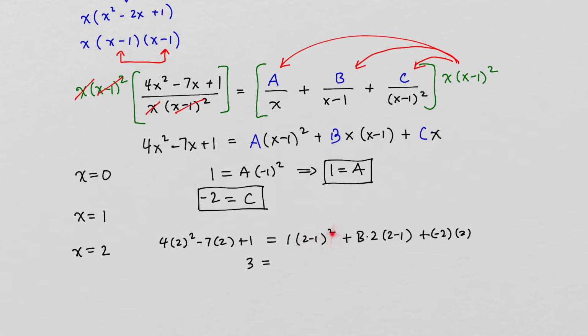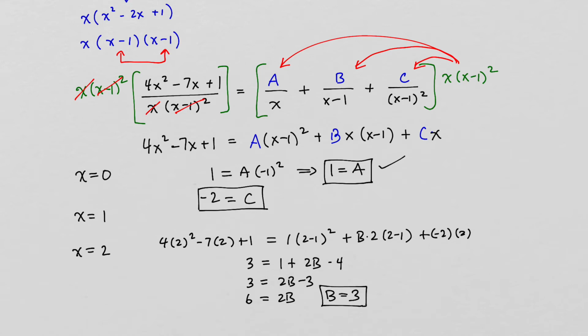Here we have 1 squared, which is 1 times 1, so that's 1. Plus, we have 2b, right? Do the math here. And then we have -2 times 2 is -4. So we have 3 equals 2b minus 3. Add 3 to both sides, we get 2b equals 6, and this means b equals 3.